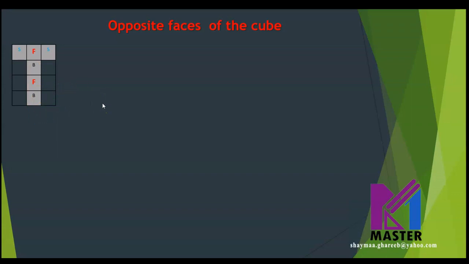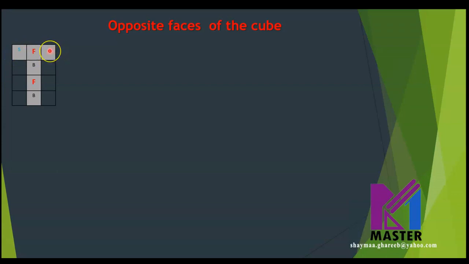So how to identify the opposite faces if I don't have these letters? First of all, I want all of you to start identifying from the column or the row that has 3 or 4 squares. For example, this row, as you can see, it has 3 squares, and this column has 4 squares. So we can start from any of them. For example, if I started from the row that has 3 squares, I will choose these 2 faces.